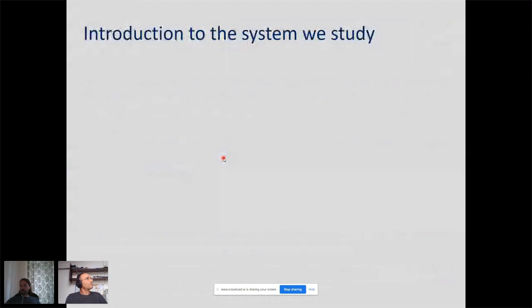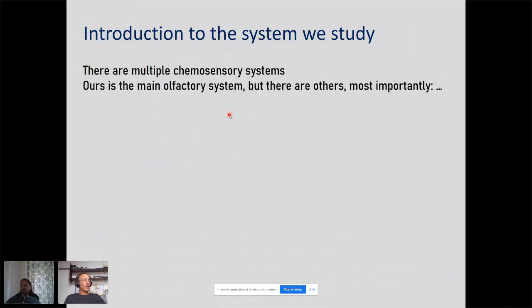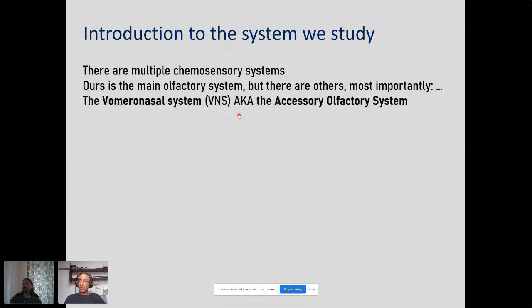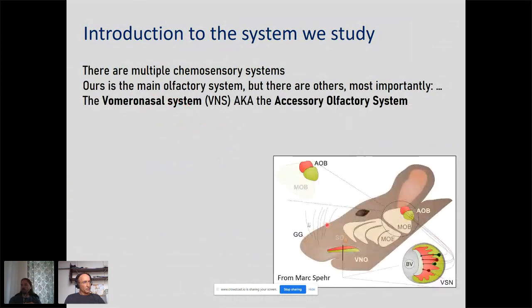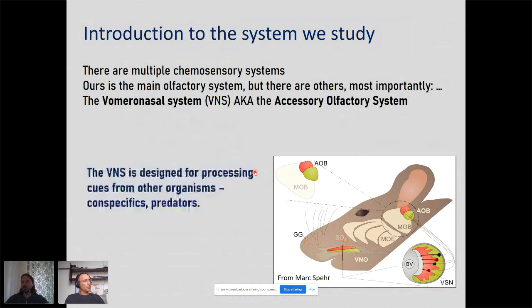So I have to explain the system that we study. It's a chemosensory system, as you may know, there are multiple chemosensory systems in many animals. The system that we have is called the main olfactory system, but there are others. And one of the most important systems, and the one that we study, is called the vomeronasal system. It's also known as the accessory olfactory system. Here you see a diagram in a mouse head showing the key structures of the system. And except humans and some apes, most vertebrates possess the system, definitely many mammals, including mice.